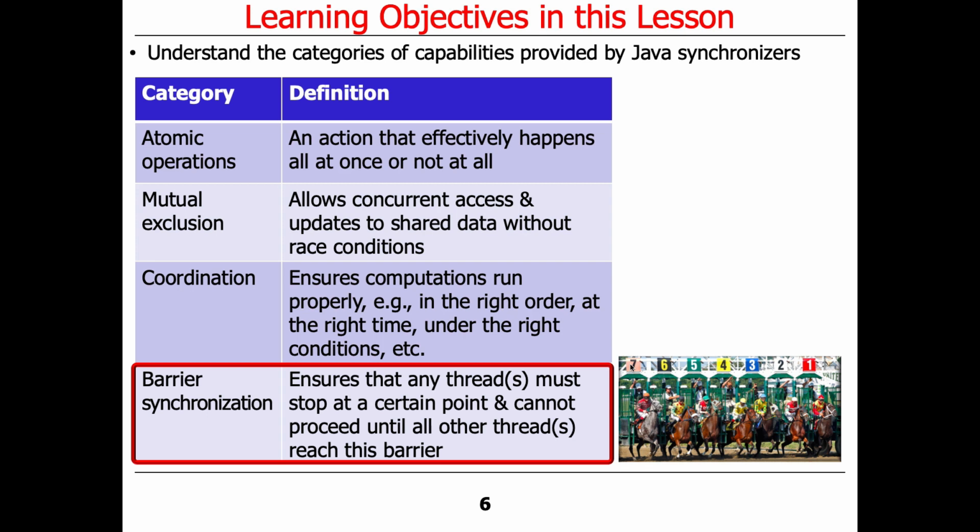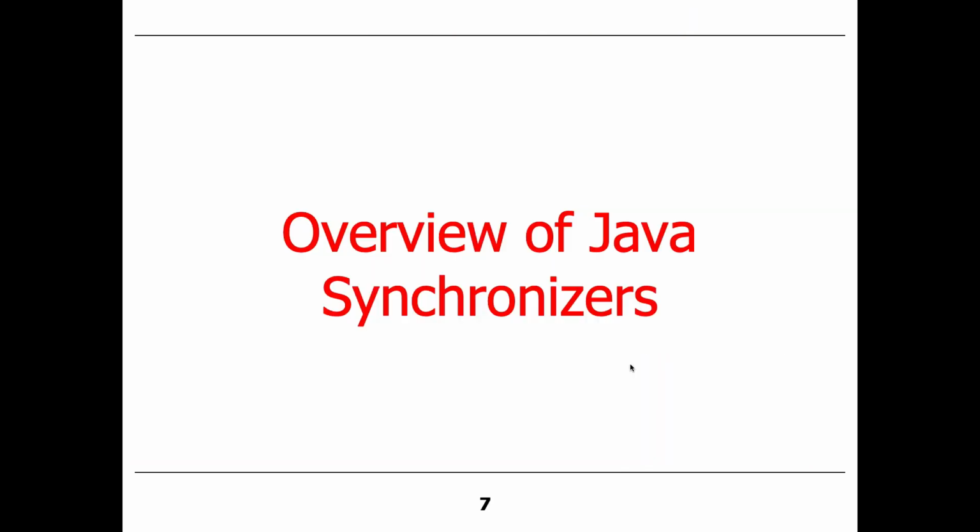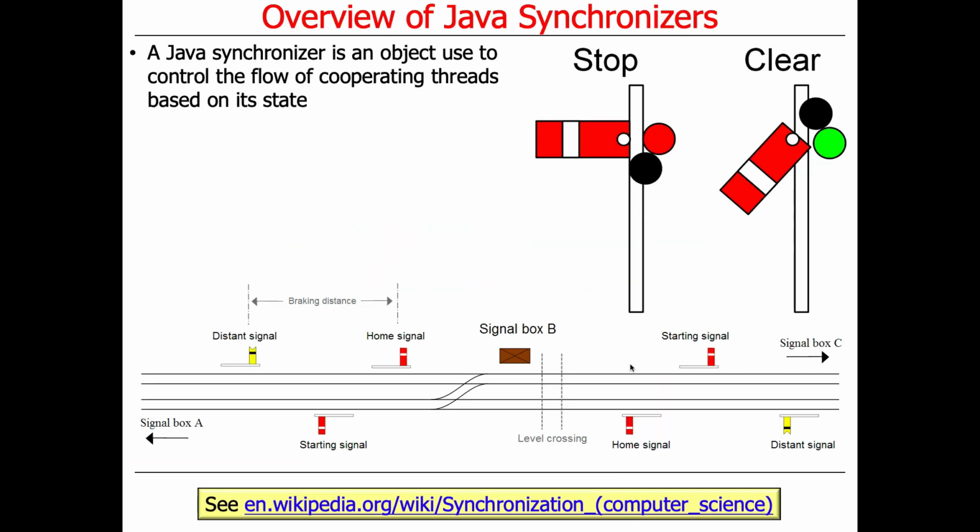And as you can see, they each do something a little bit different. So first of all, what is a synchronizer? Well, in Java, a synchronizer is typically an object, although we'll see there are a few cases where the really low-level stuff is implemented in a somewhat more primitive fashion, kind of like the difference in Java between, say, a stack and an int, right? An int is a bit more primitive than a stack. But a Java synchronizer is basically an object that is used to control the flow of cooperating threads based on the state of the synchronizer.